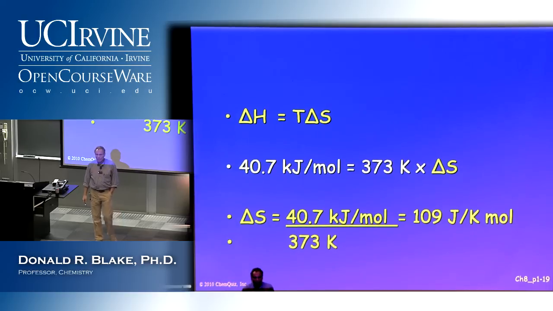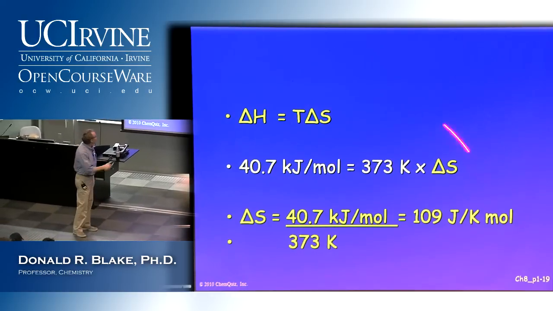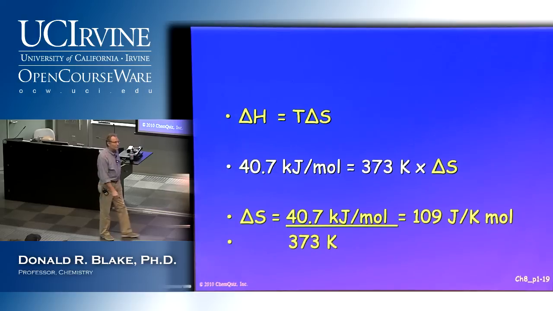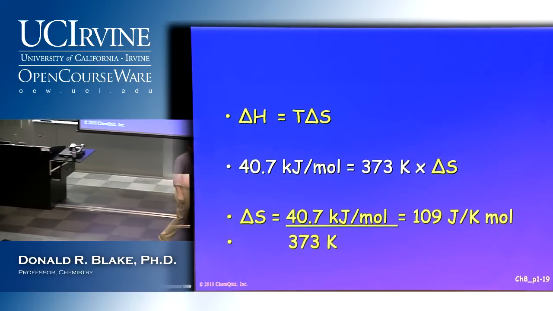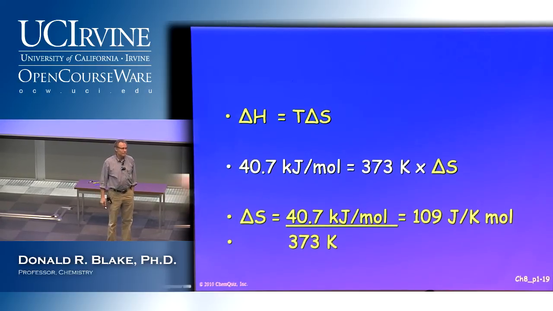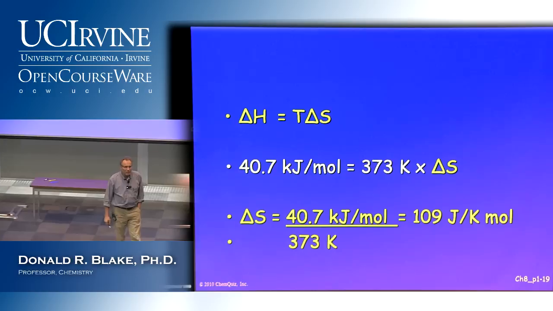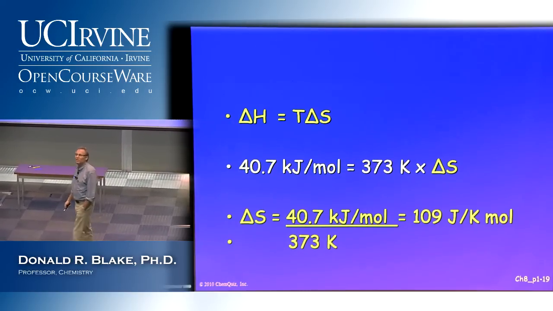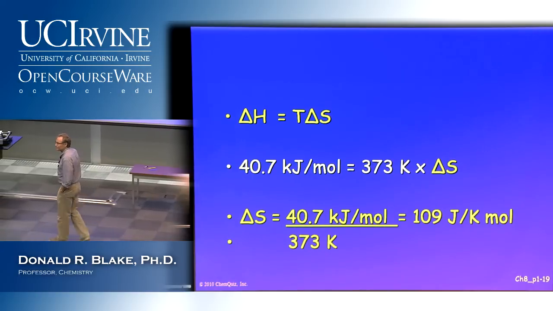So now, folks, I want you to use that information to tell me what delta G is at 363 instead of 373. At 363, what is delta G? You have all the information you need right here.